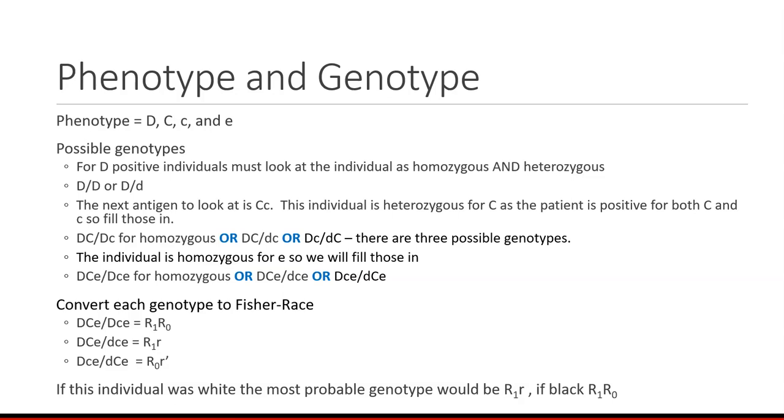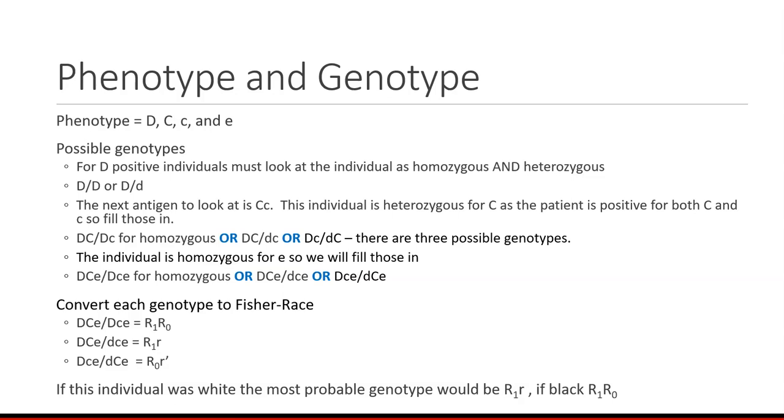The next antigen we're going to look at is the C. This individual is heterozygous for C, as the patient is positive for both antigens, big C and little c. So let's fill those in on both sides of the equation. For our homozygous, we have big C, little c on opposite sides, and whether we flip them, it doesn't matter because it would be the same.